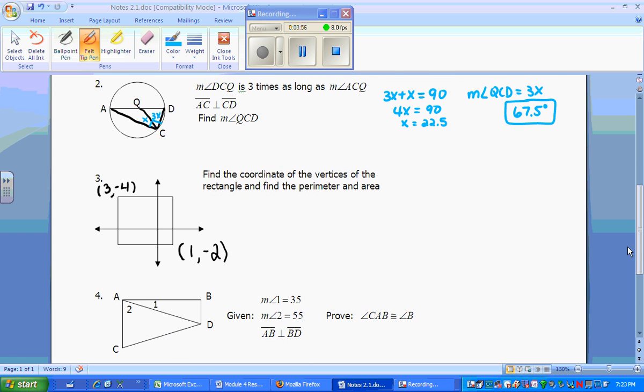Great job so far. Let's keep moving on. Next example is in a coordinate plane. You have your x-axis, you have your y-axis. You have to figure out, remembering moving x first, then y. Find the coordinates of the vertices of the rectangle. Then find the perimeter and area.